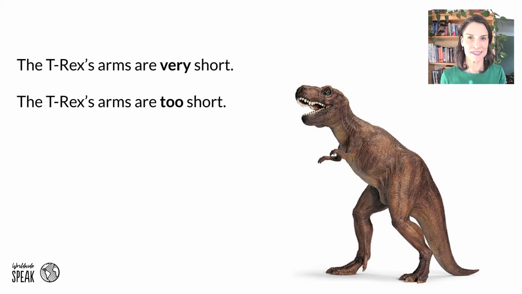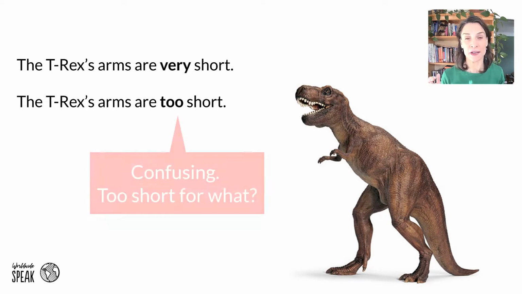Let's look at one more example with too and very. In my first sentence here, I say, the T-Rex's arms are very short. This is true. They're quite short. In the second sentence, the T-Rex's arms are too short. Okay, if I only say this sentence, it's a little confusing, because it says the T-Rex's arms are too short.